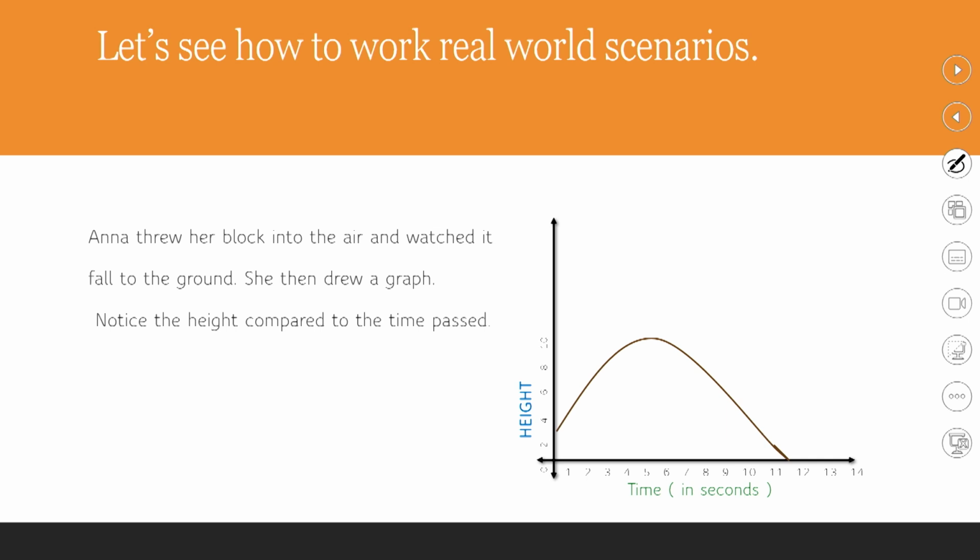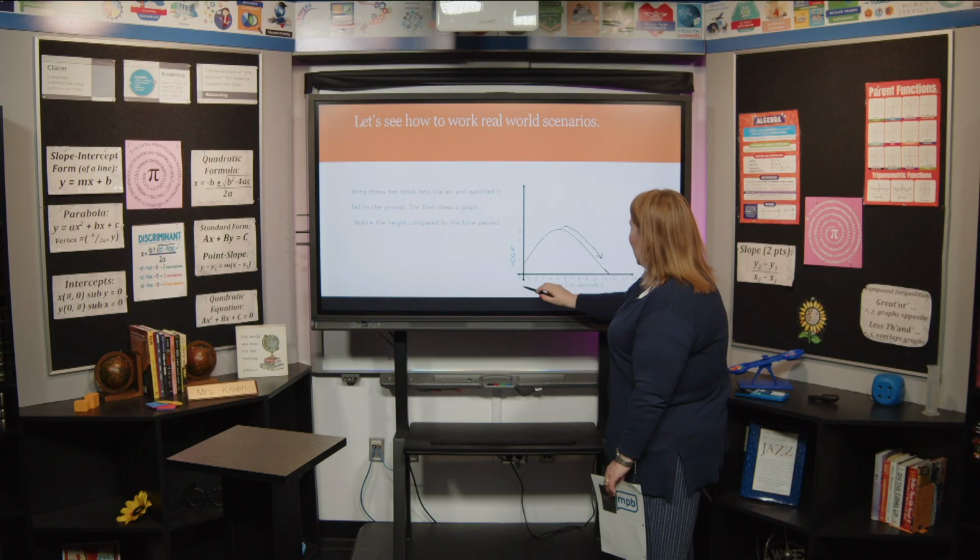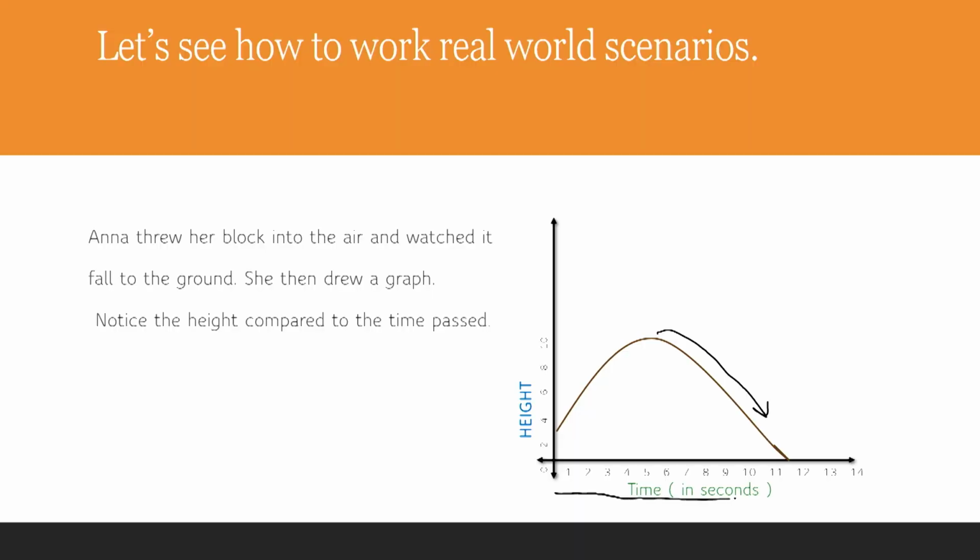Anna threw her block into the air and watched it fall to the ground. She then drew a graph. Notice the height compared to the time passed. So as I see the block increase in its height, at a certain place, I start seeing the decrease of the height. But as we can see for this x-axis, time is our constant. We always want to make sure that we are reading all the information that we can read in these graphs. Nine times out of 10, if we read the passage and then look through the graph, we will get all the information that we need for the problem.